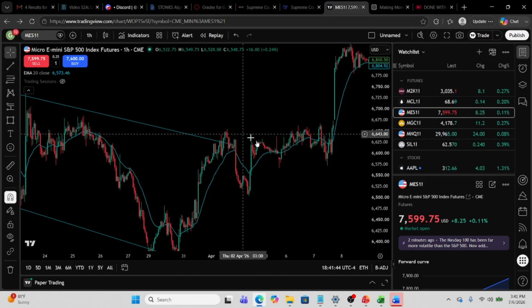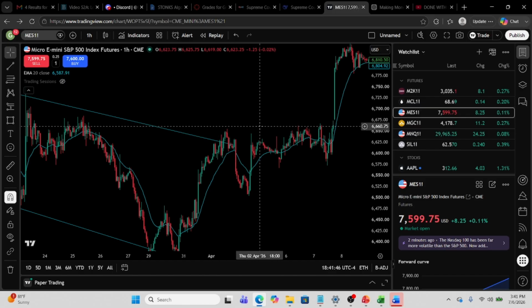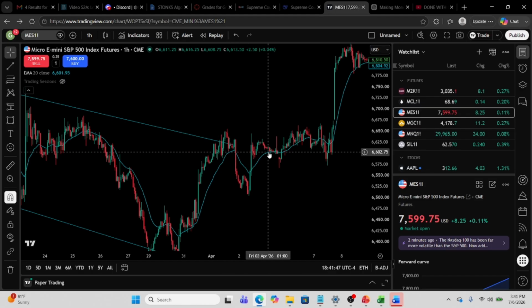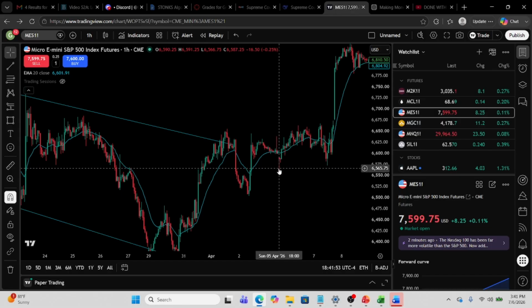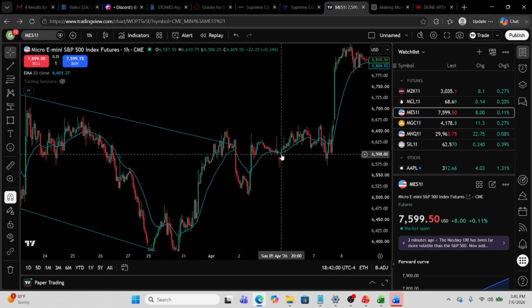If your strategy is to buy when price is above the EMA and it comes back down to the average and buy, well, this trade would have failed. Then it goes below it. Your strategy is, well, price is underneath the EMA, so I'm going to short when it revisits the EMA. Well, this trade was a loser.